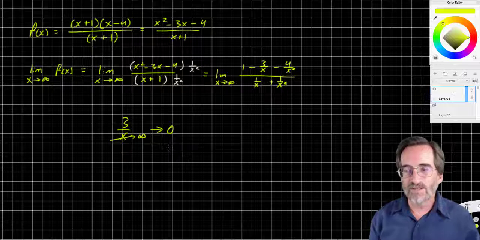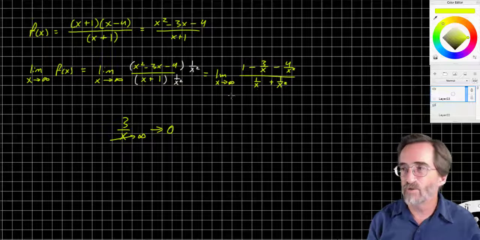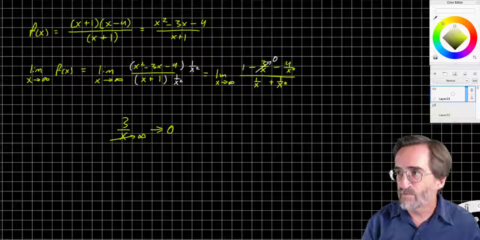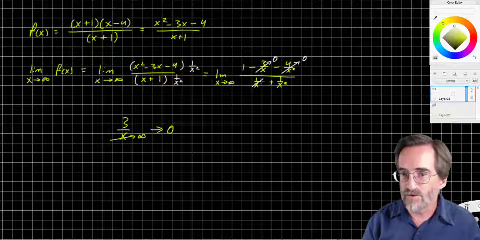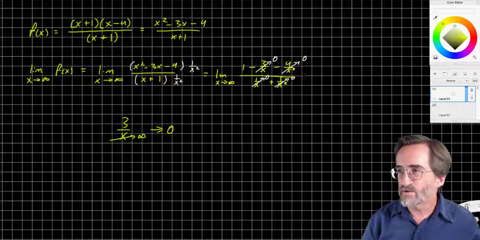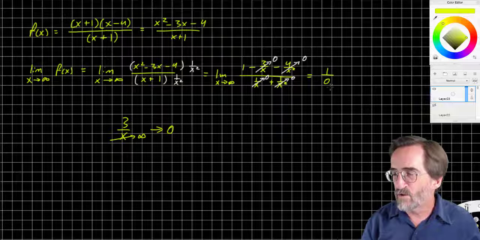Anytime the power of x in the denominator is bigger than the power of x in the numerator, it goes off to 0. So 3 over x goes to nothing. 4 over x squared goes to nothing. 1 over x goes to nothing. And 1 over x squared goes to nothing. So this literally goes to 1 over 0, which is undefined.